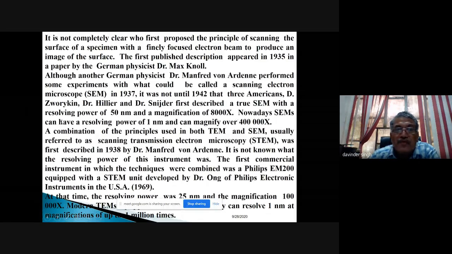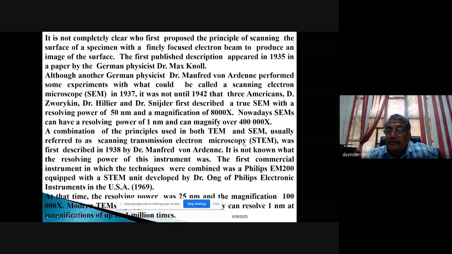Nowadays, the SEM has a resolving power up to 1 nanometer and magnification around 400,000x, meaning around 4 lakh. A combination of the principles used in both TEM and SEM is usually referred to as scanning transmission electron microscopy.